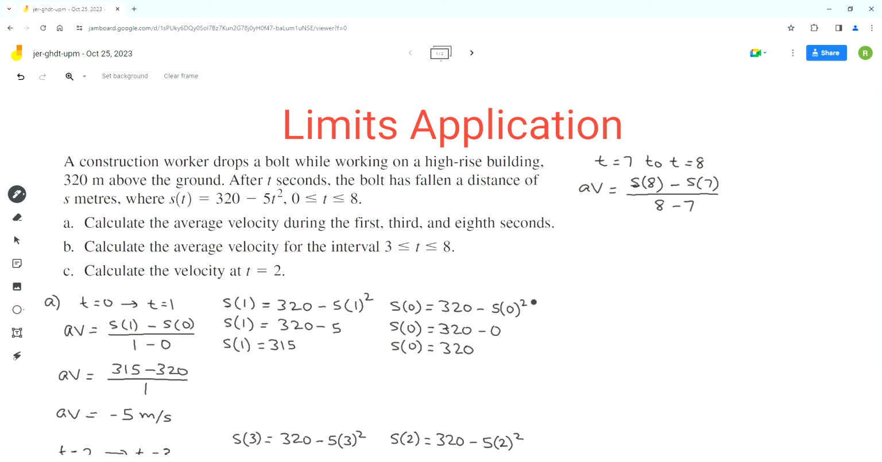Let's start with s at 8. We'll sub in t as 8 in this function. So 320 minus 5 times 8 squared. So s at 8 equals 320 minus 5 times 64. And 5 times 64 is equal to 320. So s at 8 will be equal to 320 minus 320 equals 0.